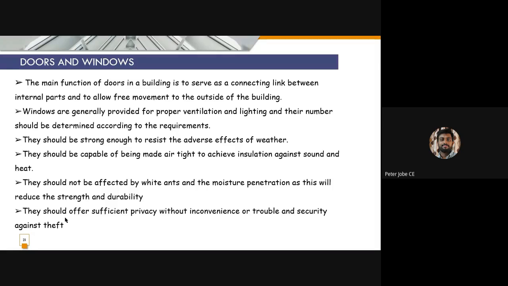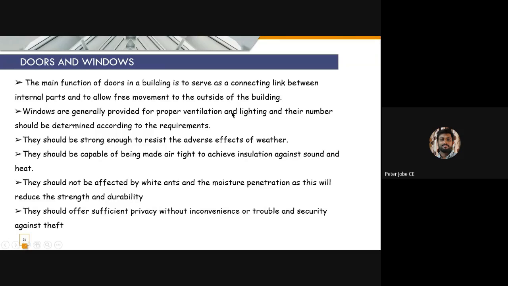So as per our building rules, there are some provisions mentioned that windows and doors should be placed at specific points, and the numbers and sizes of windows and doors are also mentioned as per the function of that building. Suppose if it's a commercial building, the number of doors and windows to be provided will be different than that of a residential building. So all these things are mentioned in building rules and specifications. So we will have to refer to all those rules and specifications while we are going to design a building.